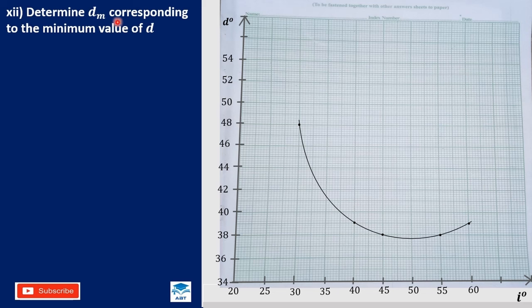We are going to determine DM corresponding to the minimum value of D. So we draw a line here. Now, we have 36 and 38. So in this box, the difference is 2. When we divide by 10, we have 0.2. So it means each small box is 0.2. Now, the middle of 36 and 38 is 37. So we move one box, 37.2, to 37.4, and 37.6. So DM is equal to 37.6 degrees.